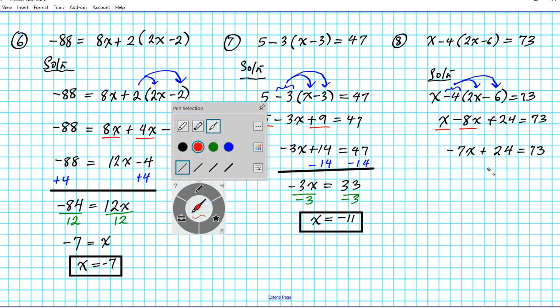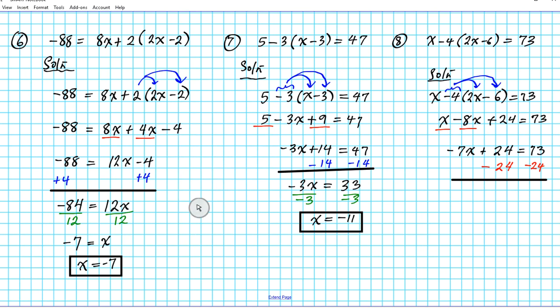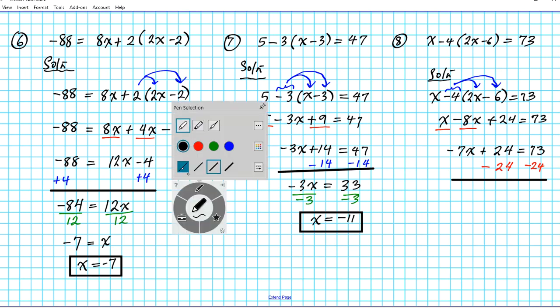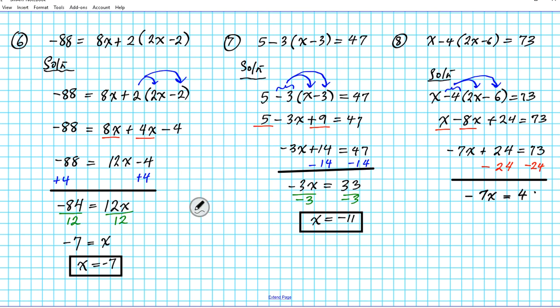So let's go ahead and do that. We subtract 24 from both sides, and what's that going to yield? It's going to yield negative 7x is equal to, so that adds up to 0, 73 minus 24. It's going to give us 49.